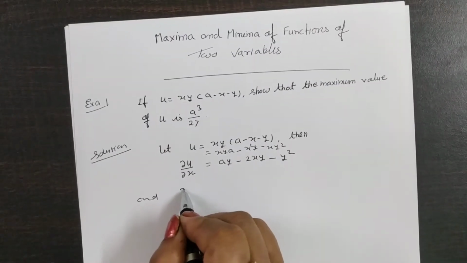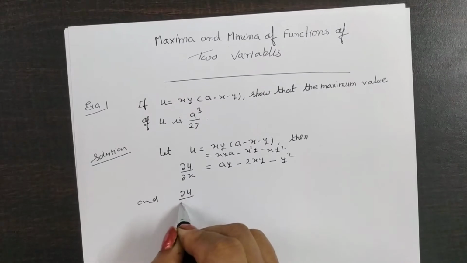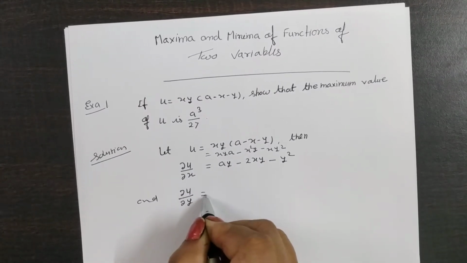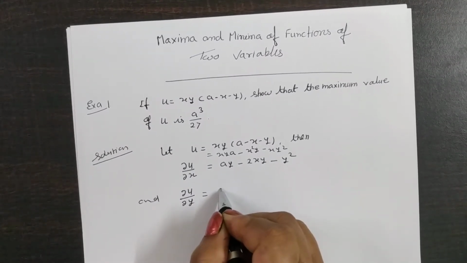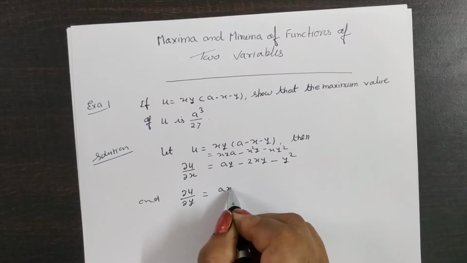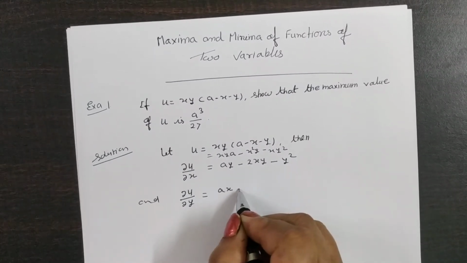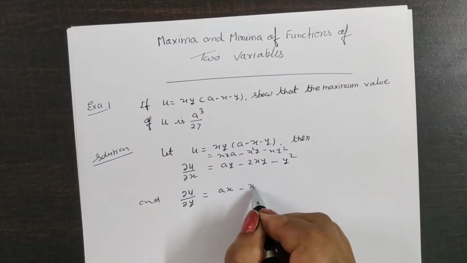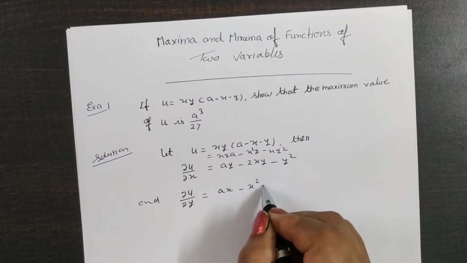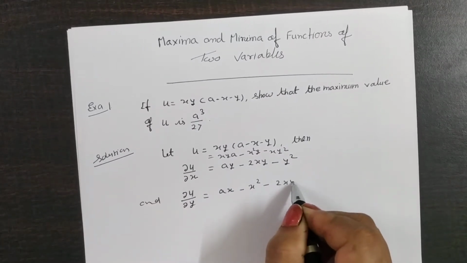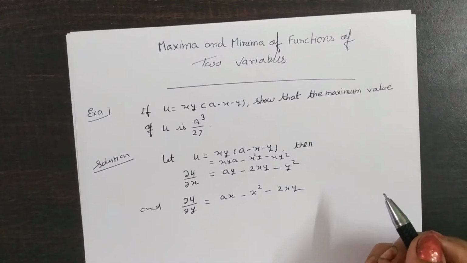And del u by del y is equal to ax minus x square minus 2xy. Yes, you have understood it.